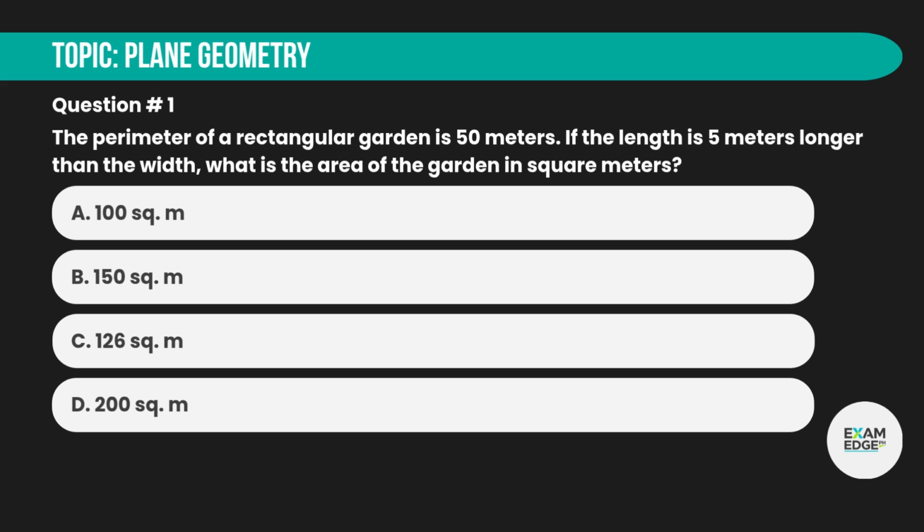The perimeter of a rectangular garden is 50 meters. If the length is 5 meters longer than the width, what is the area of the garden in square meters? A. 100 square meters. B. 150 square meters. C. 126 square meters. D. 200 square meters. Correct answer: B. 150 square meters.